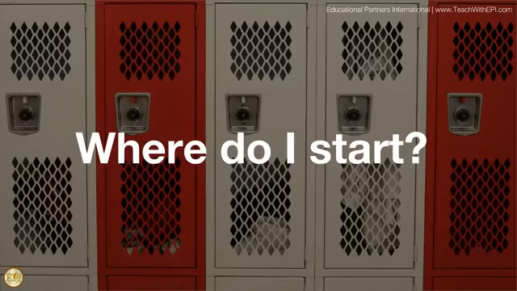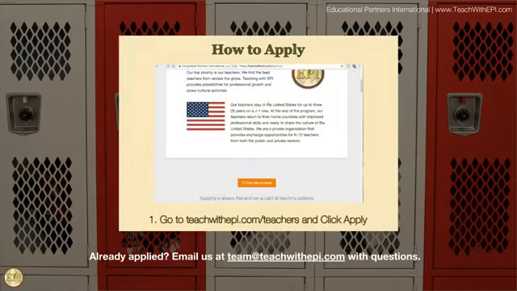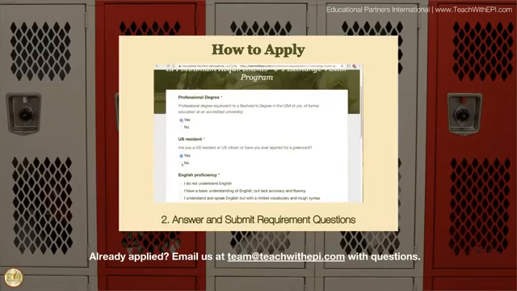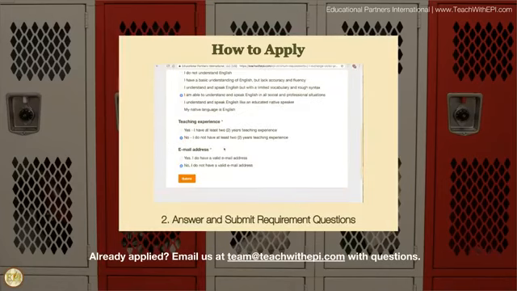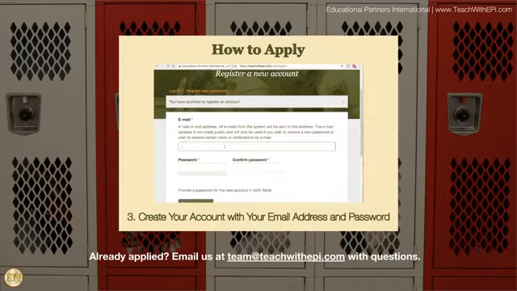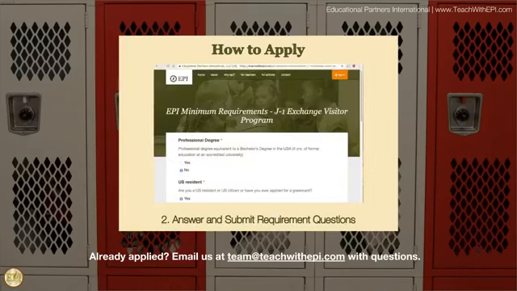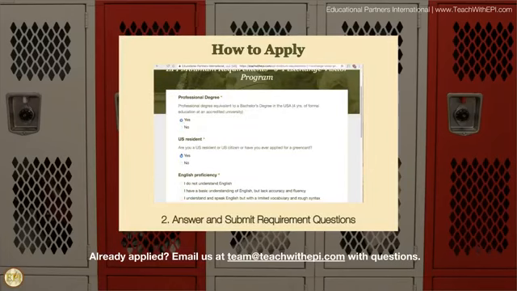So you have read about EPI and our requirements and have decided that you want to apply to teach in the USA. How do you get started? Well, the first step is to go to our website, teachwithepi.com/teachers. Once you are there, you will scroll down until you see the big orange button that says "click here to apply." Then you will need to answer some questions about your eligibility.